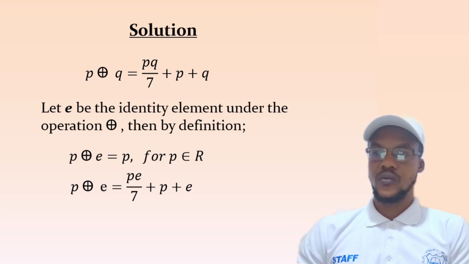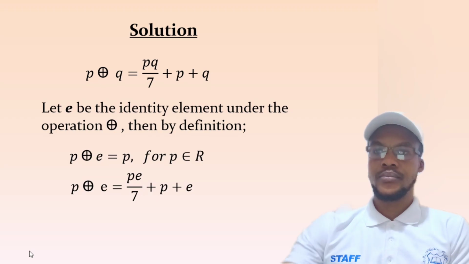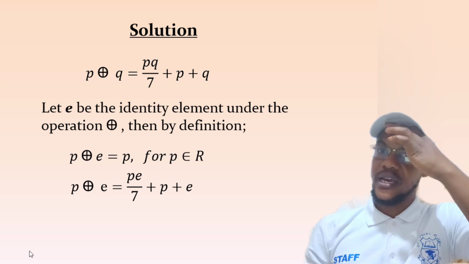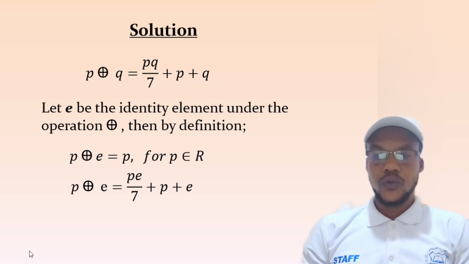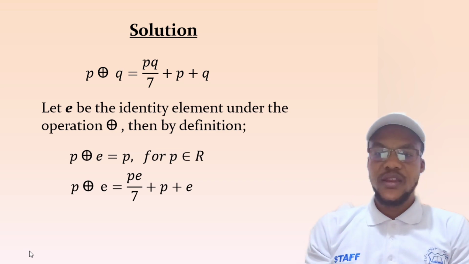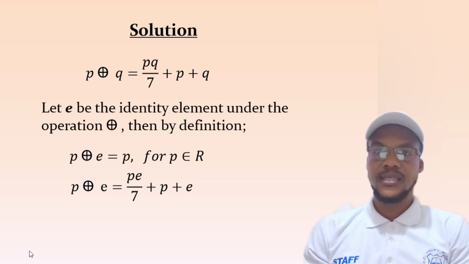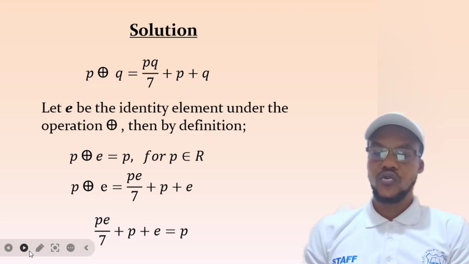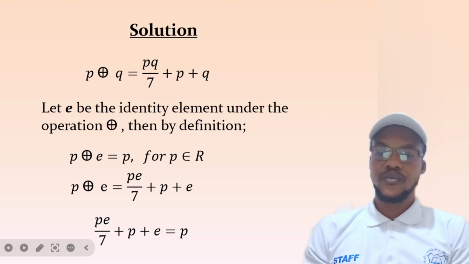So if a P operates with the identity element, our answer should be P. Then it means that whatever we have gotten should be equal to P.